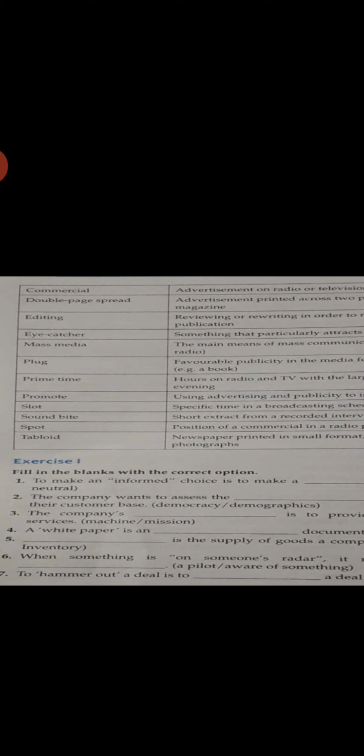Then, the company wants to assess the dash of the age, income, etc. of their customer base. In the bracket, it is given as democracy, demographics. So, the company wants to assess the demographics. It is not democracy, it is demographics of the age, income, etc. of their customer base.